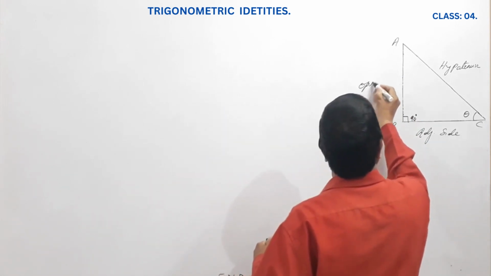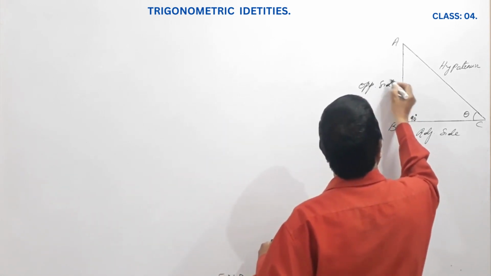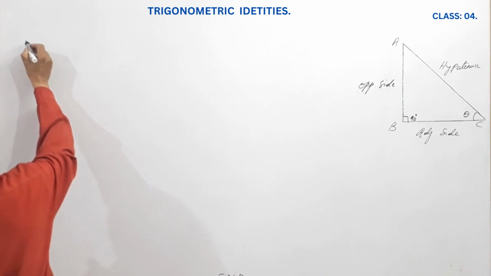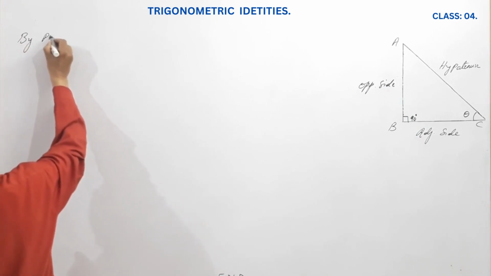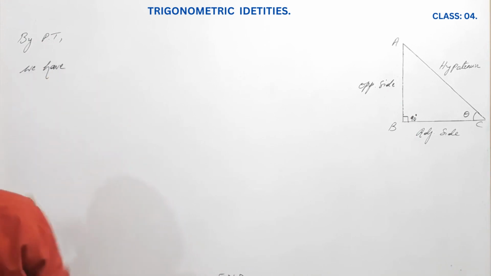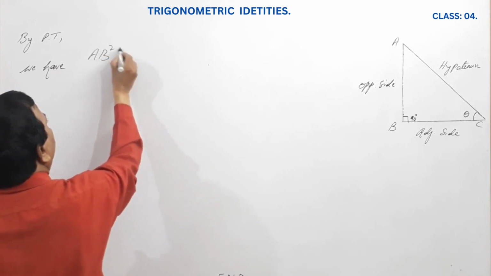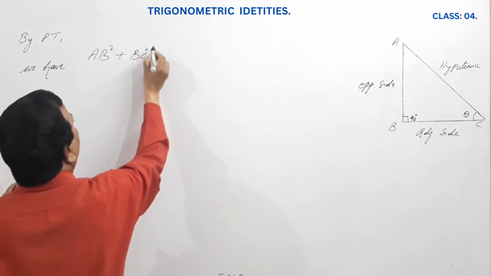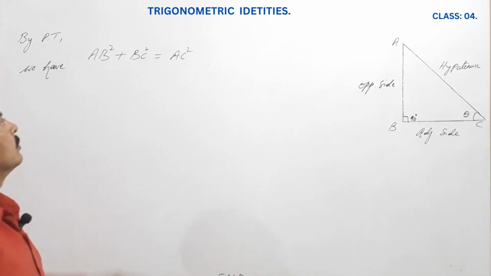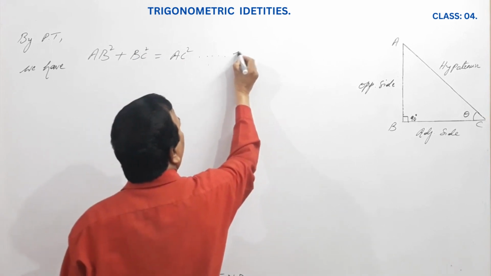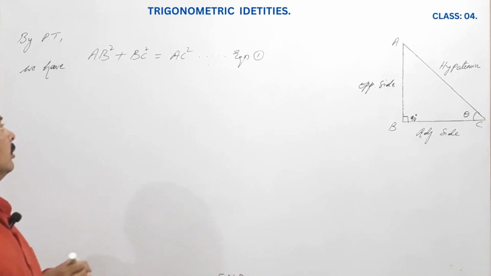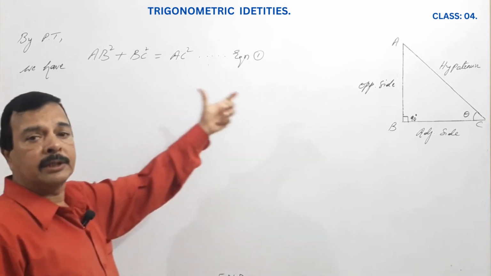Let me call this opposite side. Now, by Pythagoras theorem, we have AB square plus BC square equals AC square. I call this Pythagoras theorem as equation 1.